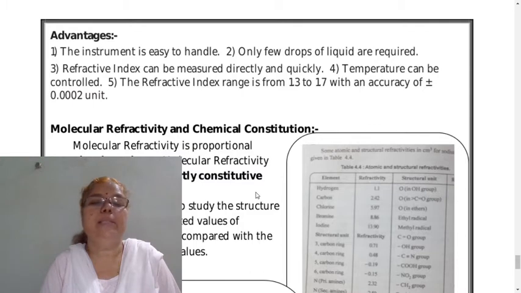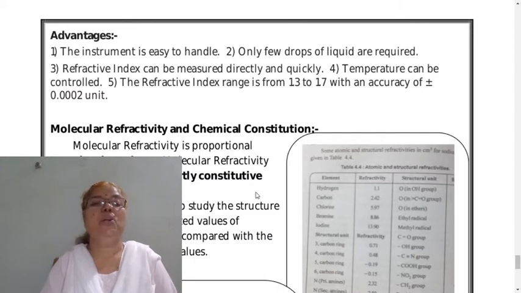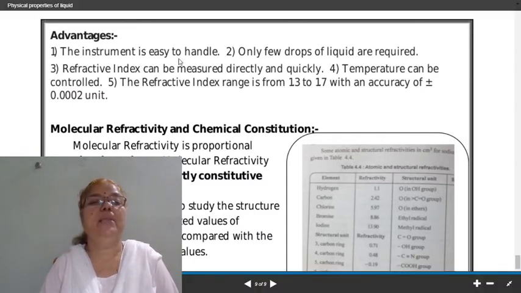substance under study. Here all of you know the determination of refractive index with the help of Abbe's refractometer. That instrument is easy to handle. Only a few drops of liquid are required for the measurement of refractive index. Then the refractive index can be measured directly and quickly.